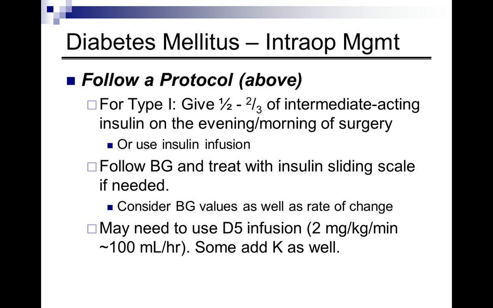And once again, we recommend that type 1 diabetics who always require some insulin should have 1/2 to 2/3 of their intermediate or long-acting insulin on the evening or morning of surgery. If they're inpatients, an insulin infusion would be appropriate. We should then follow their blood glucose and treat them using an insulin sliding scale when needed, considering not only the value of the blood glucose, but the rate of change. Remember also that especially type 1 diabetics may need a D5 infusion and may need potassium.